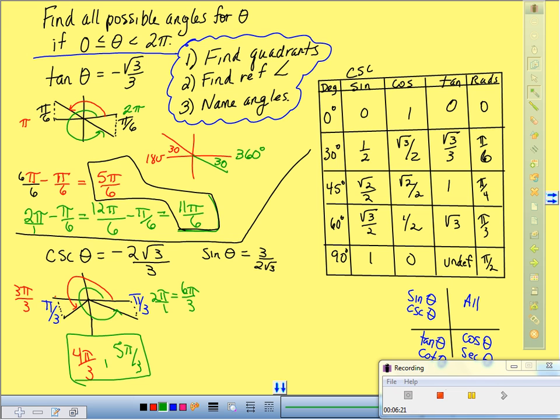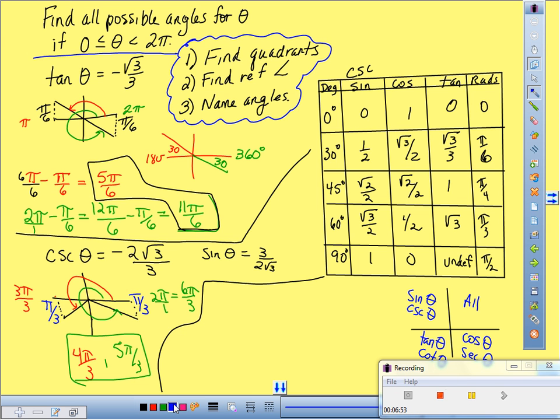Okay, I want to do one last problem because there's one other situation we have to deal with. What do I do if this thing falls on a quadrant line? So we're going to do one here that involves a quadrant line. Now, how will I know I'm doing a quadrant line? Pretty simple.